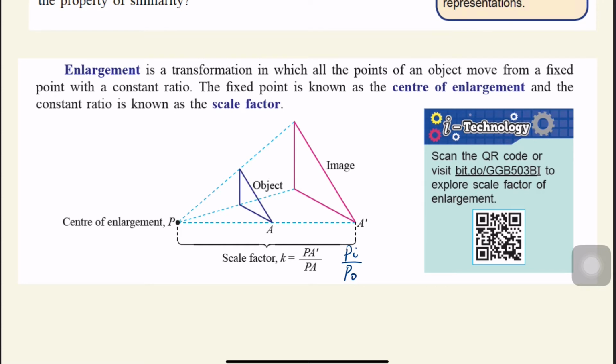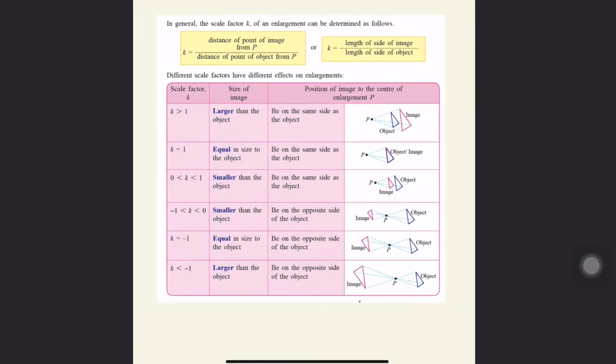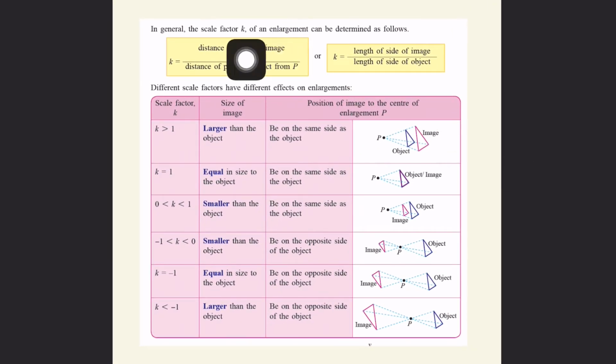It's easier for you to understand. People, panjang image over panjang object. Remember, panjang image over panjang object, people. So, in general, the scale factor K of an enlargement can be determined as follows. K is equal to distance of point of image from P over distance of point of object from P. Image over object, people. Equals length of sides of image over length of sides of object. Also image over object, people.